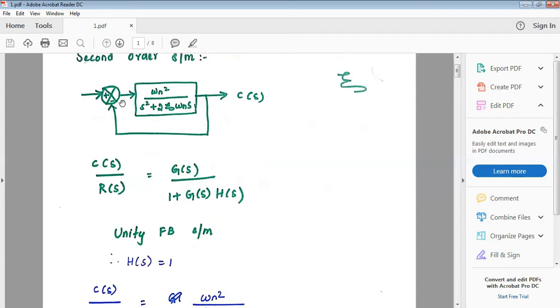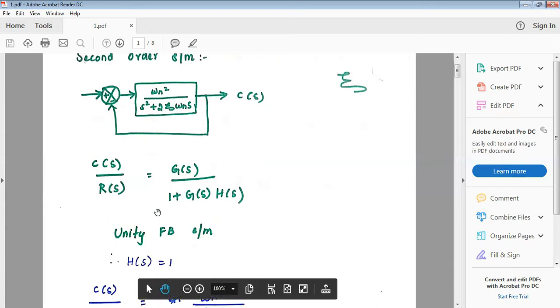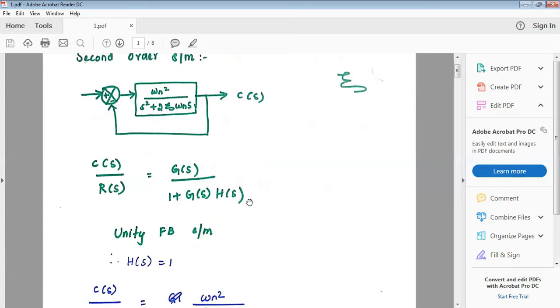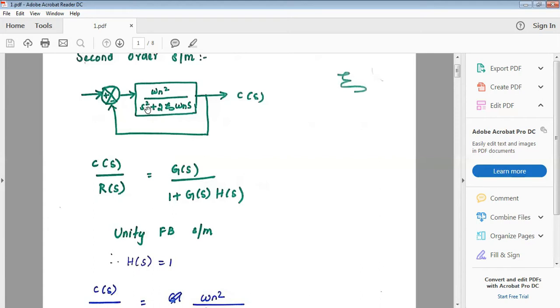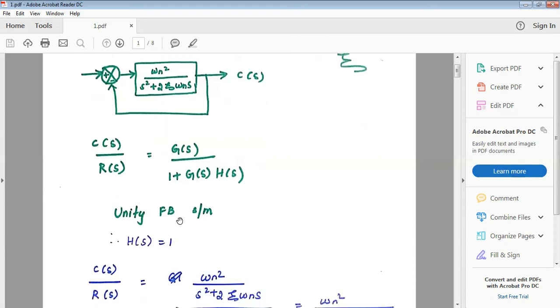Here this arrow pointing towards negative, right? So it is for negative feedback. So how can we solve the negative feedback? By using the formula G of S divided by 1 plus G of S into H of S. In this block diagram, the value of G of S is equal to omega n square divided by s square plus 2 zeta omega n s, and H of S is a unity feedback system, right? So the value H of S is equal to 1.